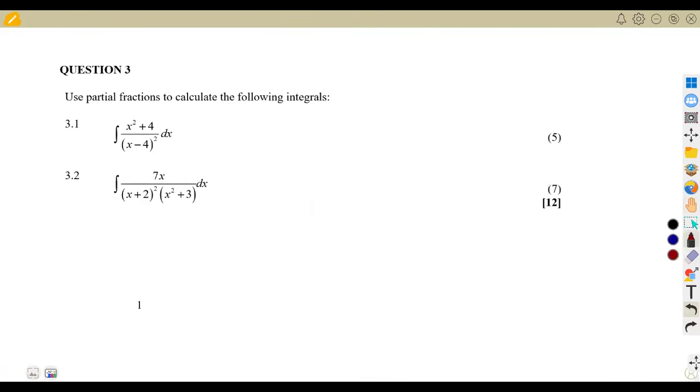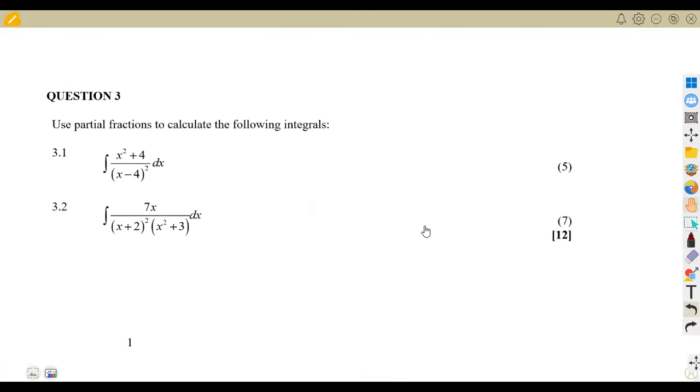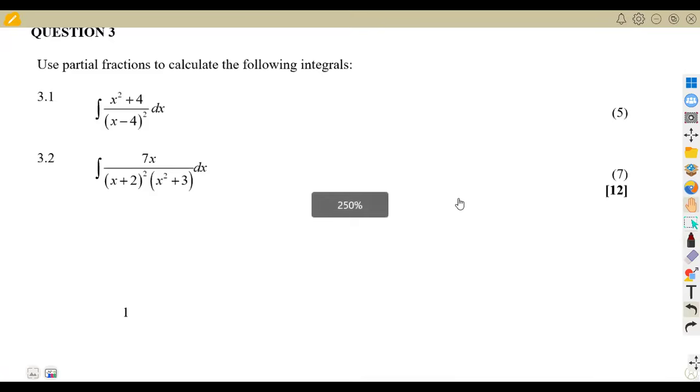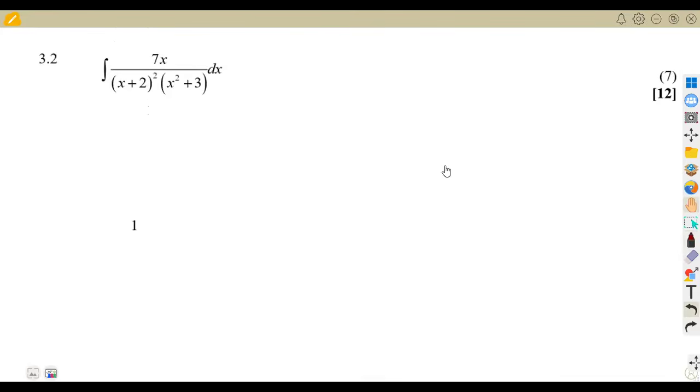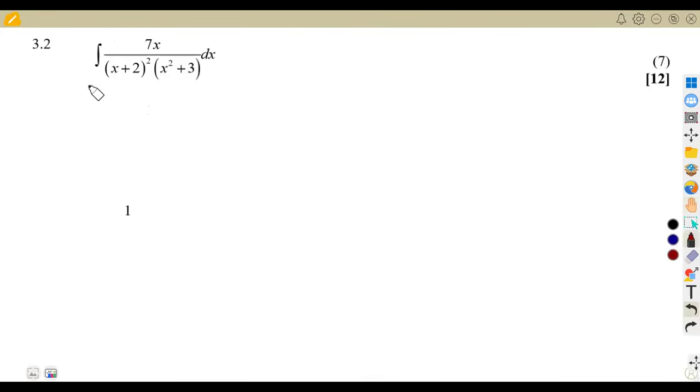Let us check question 3.2. In 3.2, again, we are given: integrate with respect to x. All right, so this is question 3.2. Let us have it here. So you're going to have the integral of 7x over (x plus 2) squared. So we have another repeated. If you check, x plus 2, that's a repeated linear again.